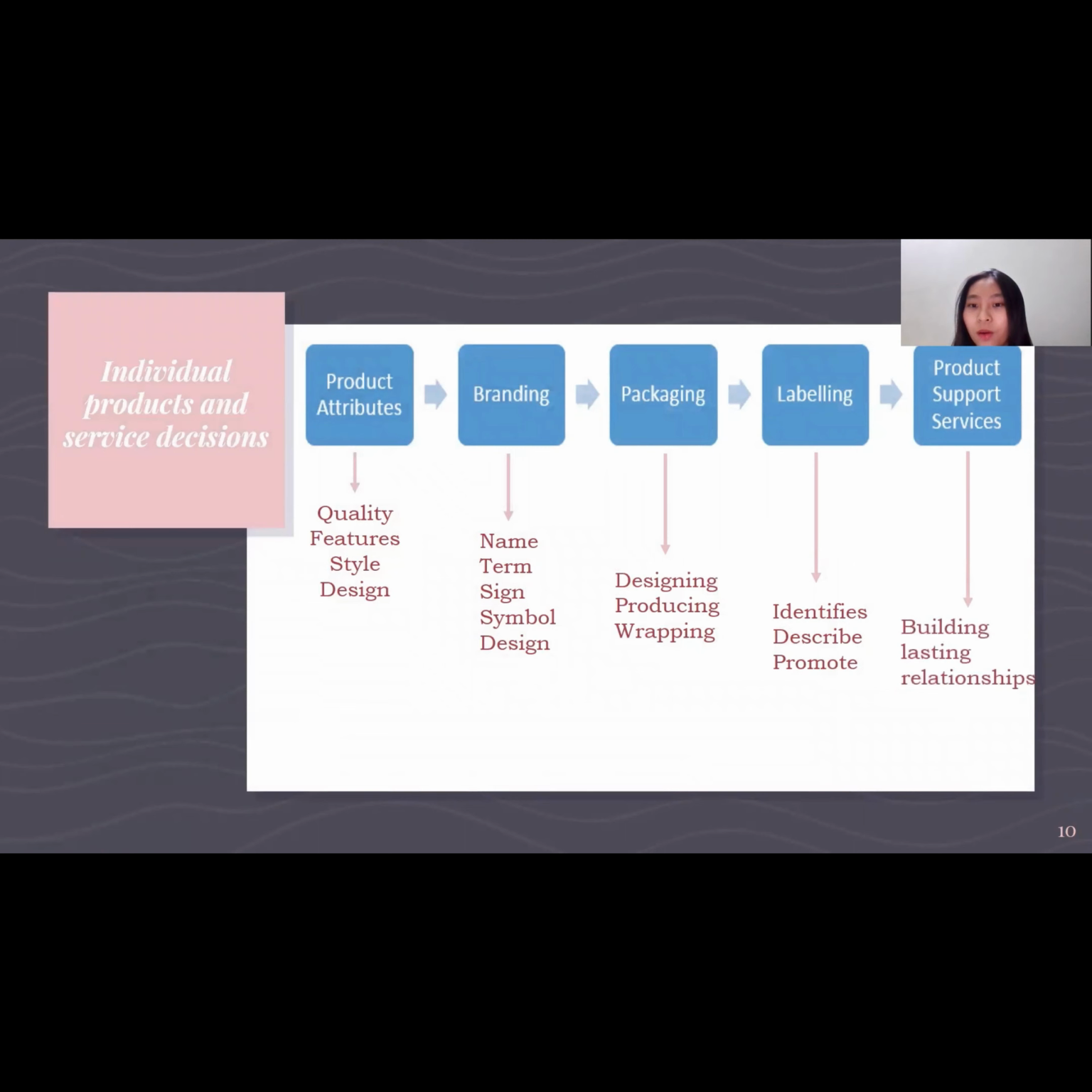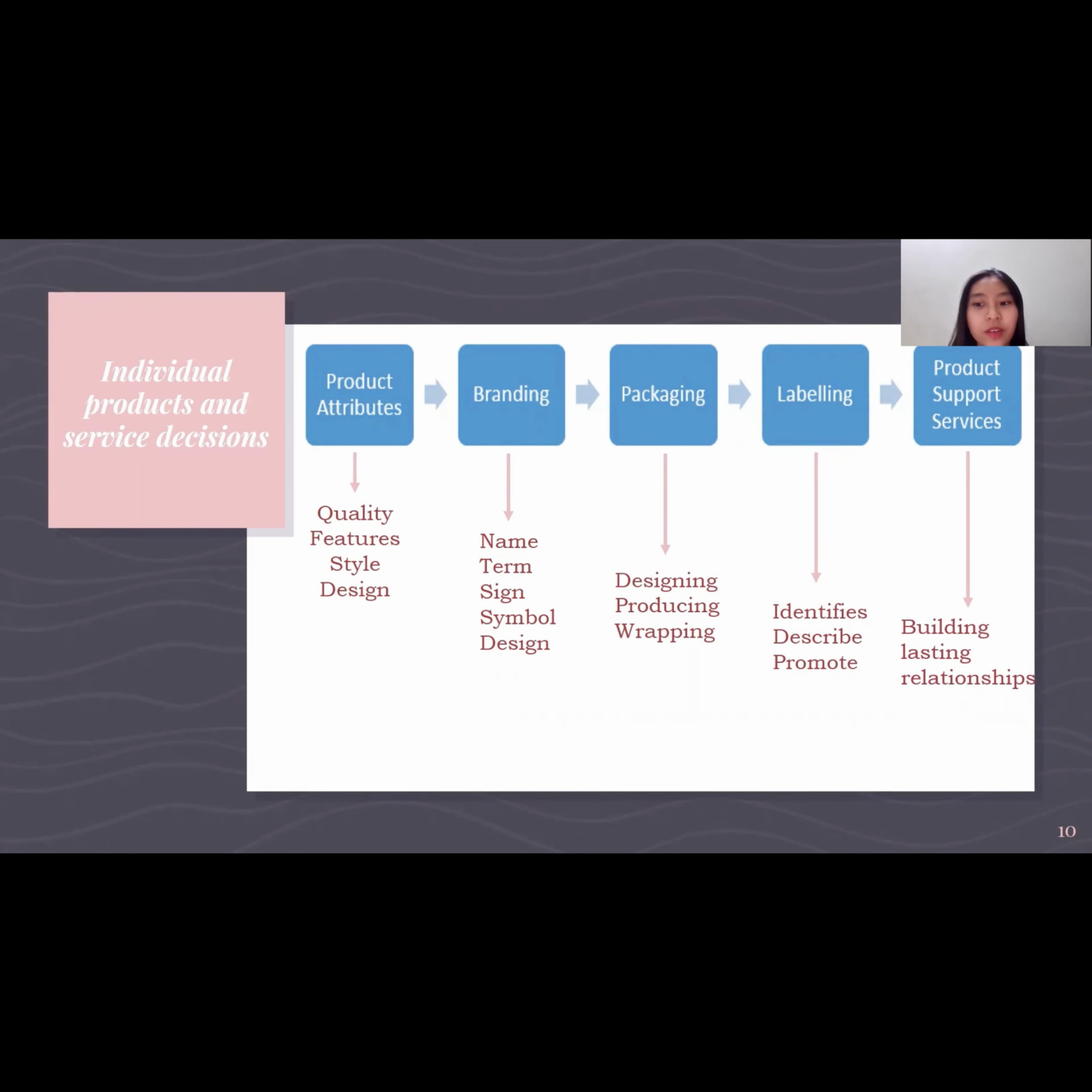Support services are an important part of the customer's overall brand experience. Good marketing doesn't end with making a sale. Keeping customers happy after the sale is the key to building lasting relationships.